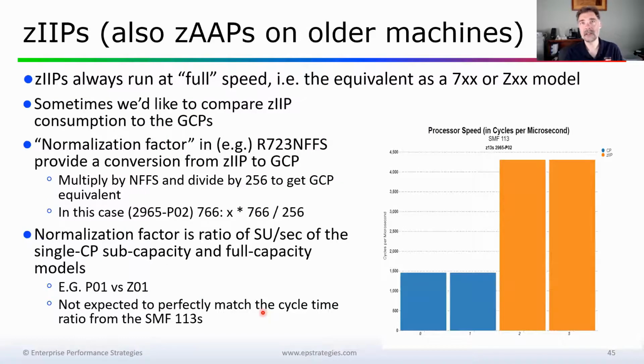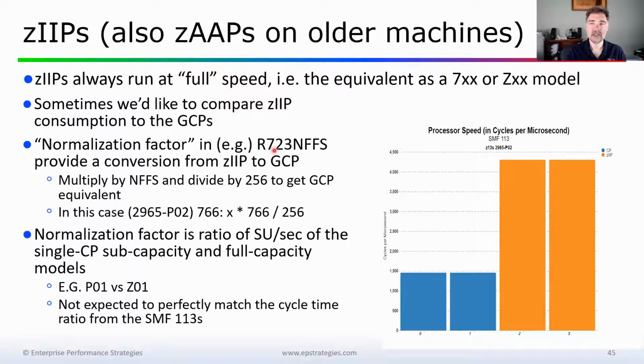Okay, so in the 13 minutes or so we have left here, we're just going to finish out with some discussion of zIIPs. zIIPs always run at full speed. So if you have a subcapacity machine where the general purpose engines run less than quote unquote full speed or full capacity, then understand that the zIIPs are running at a larger capacity. They're getting more work done per unit of time versus your general purpose engine.